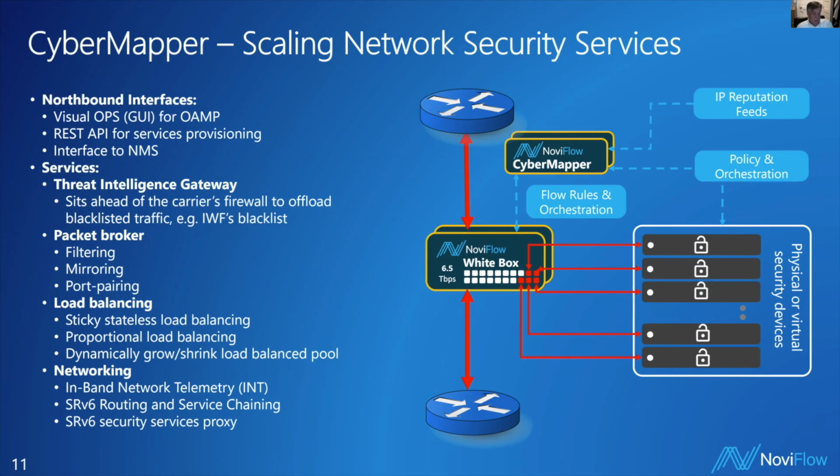Cybermapper is a Noviflow solution that provides a number of network services that operators need in their network. It consists of the Cybermapper application and controller that leverages the capabilities of the NoviWare NOS running on Barefoot Tofino white box switches. The Threat Intelligence Gateway service is a way for operators to block certain traffic from getting onto their network. Cybermapper will execute any deny list directly in the Tofino silicon and do so much more efficiently than on an x86. An example of a deny list is the deny list published by the Internet Watch Foundation.